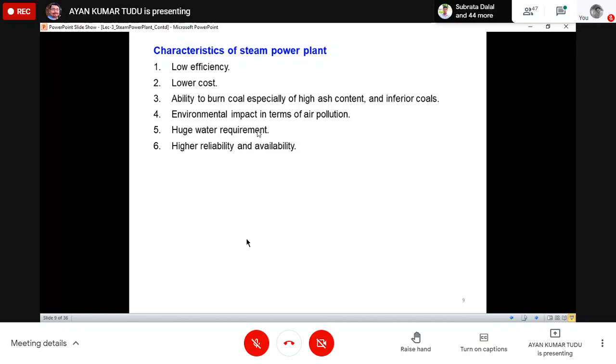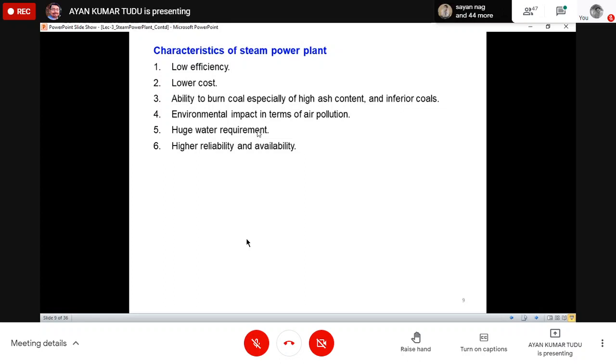Third point, ability to burn coal, especially of high ash content and inferior coals. The steam power plant should be able to burn coal which has very high ash content, and some low inferior coals also, so that more energy from that particular coal can be extracted.